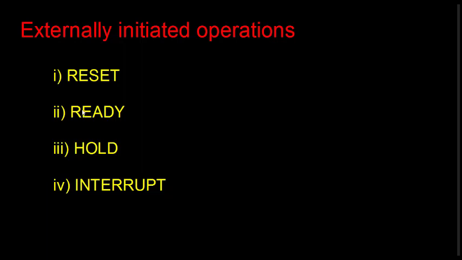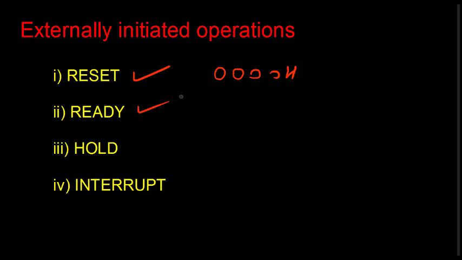The third category is the externally initiated operations. There are 4 operations: reset, ready, hold, interrupt. These operations are also called peripheral operations. The first is the reset operation. So when we press the reset key, with respect to microprocessor, all the operations are suspended, and it starts executing from 0000 again. Okay, it is like rebooting the system.